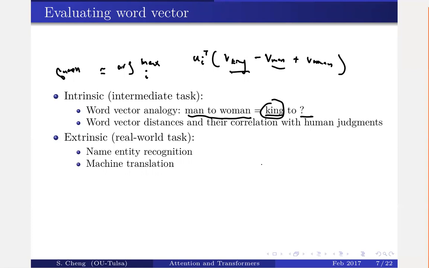Maybe, for example, man and boy will be more correlated than man and a car, let's say. And you can look at the correlation to determine whether your model is accurate or not. There are also some extrinsic tasks you can use to evaluate this word vector model.